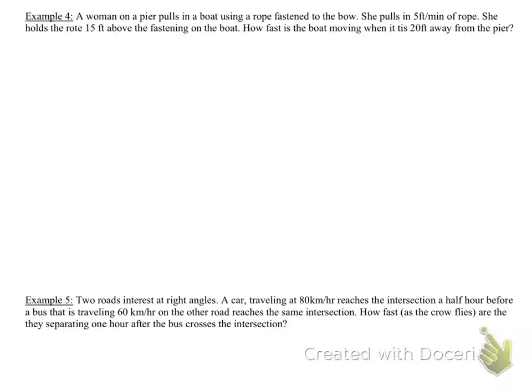A woman on a pier pulls in a boat using a rope fastened to the bow. She pulls in 5 feet per minute of rope. She holds the rope 15 feet above the fastening on the boat. How fast is the boat moving when it is 20 feet away from the pier?